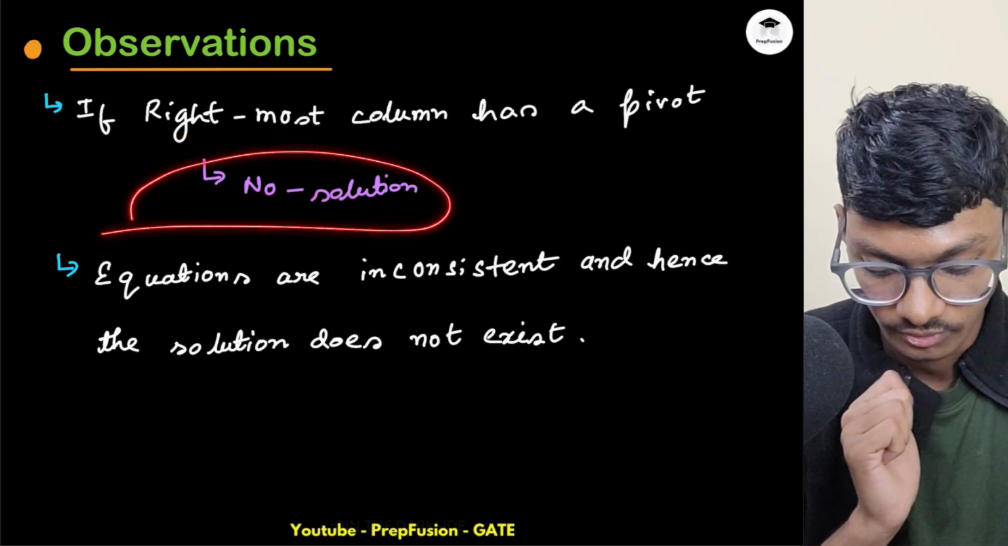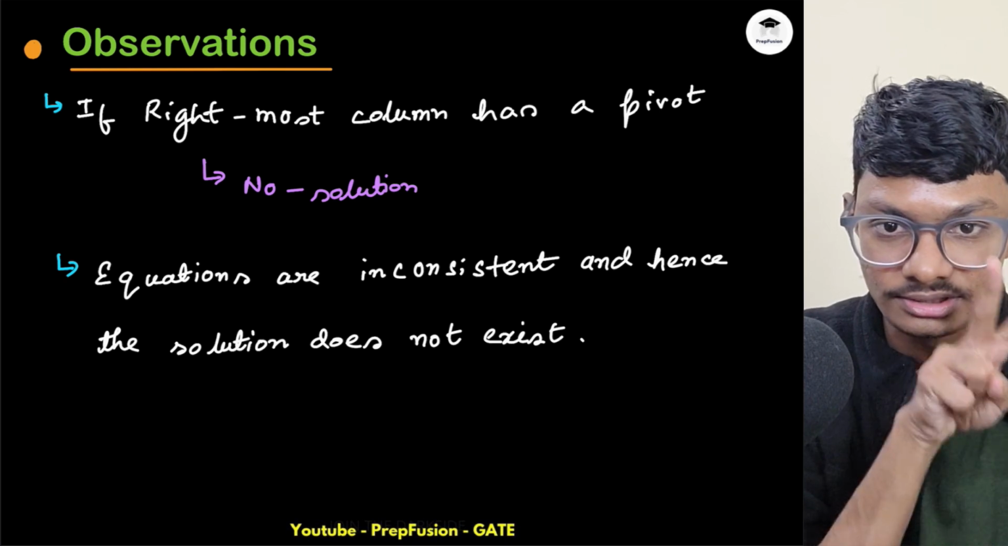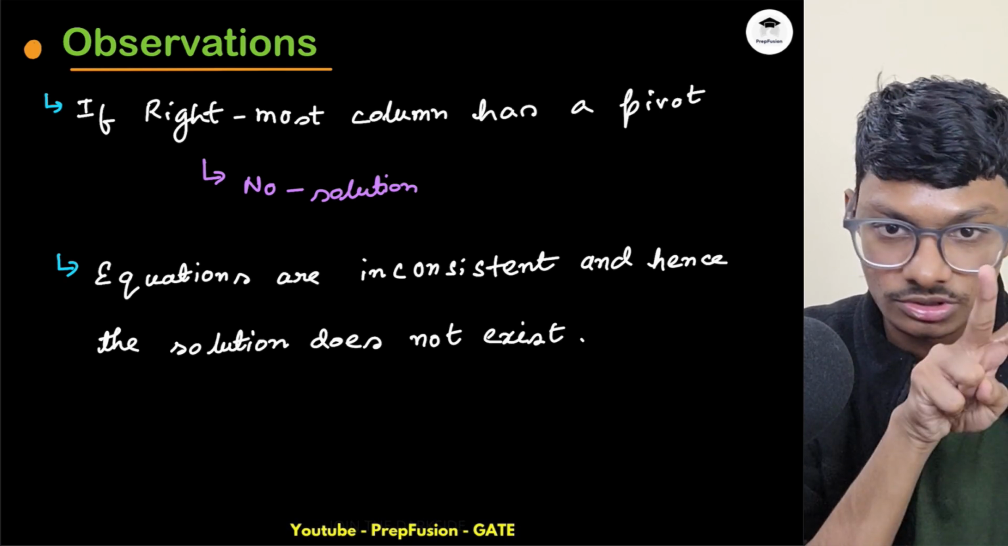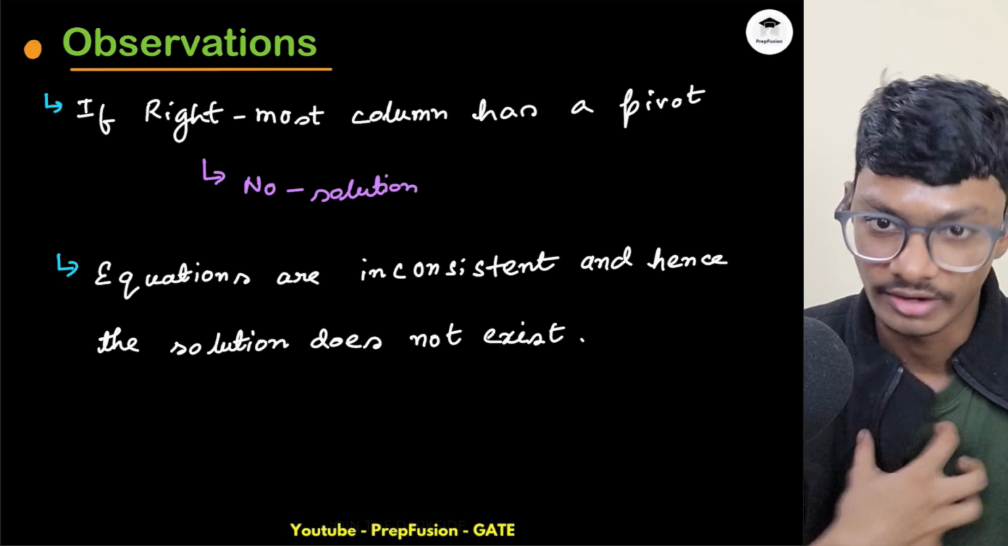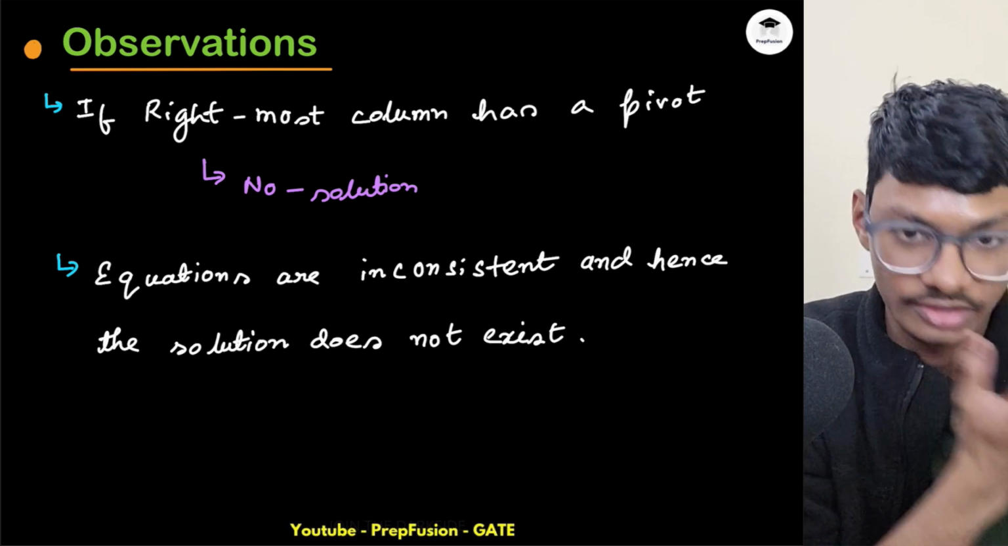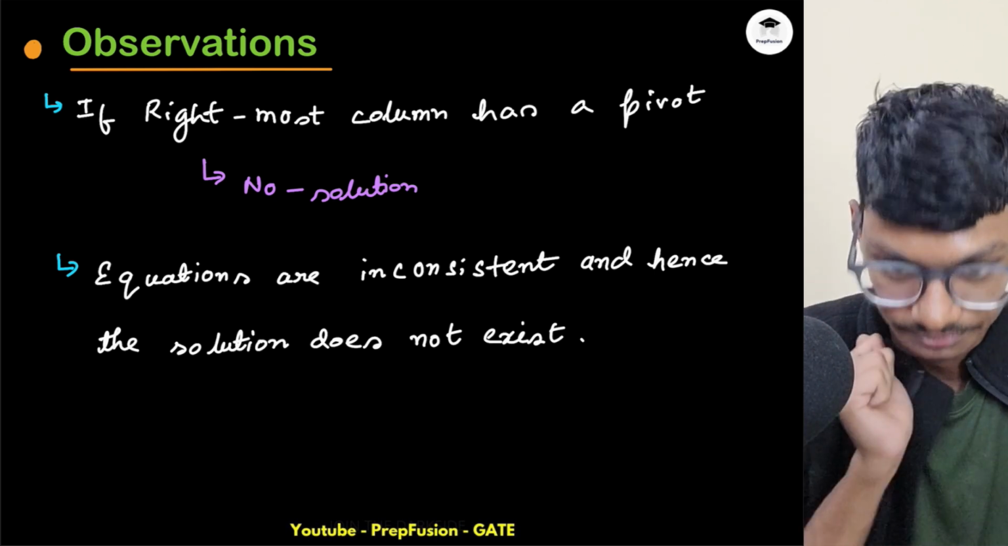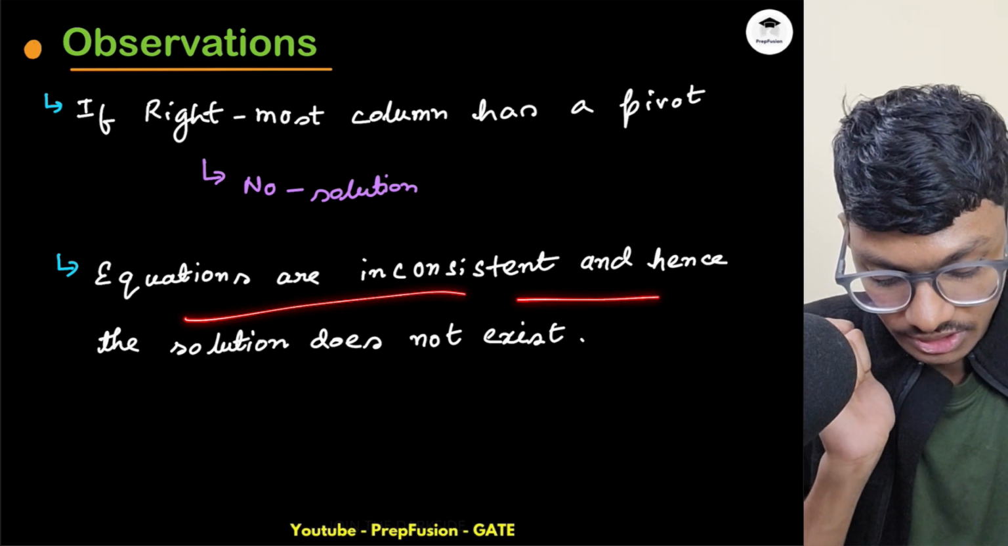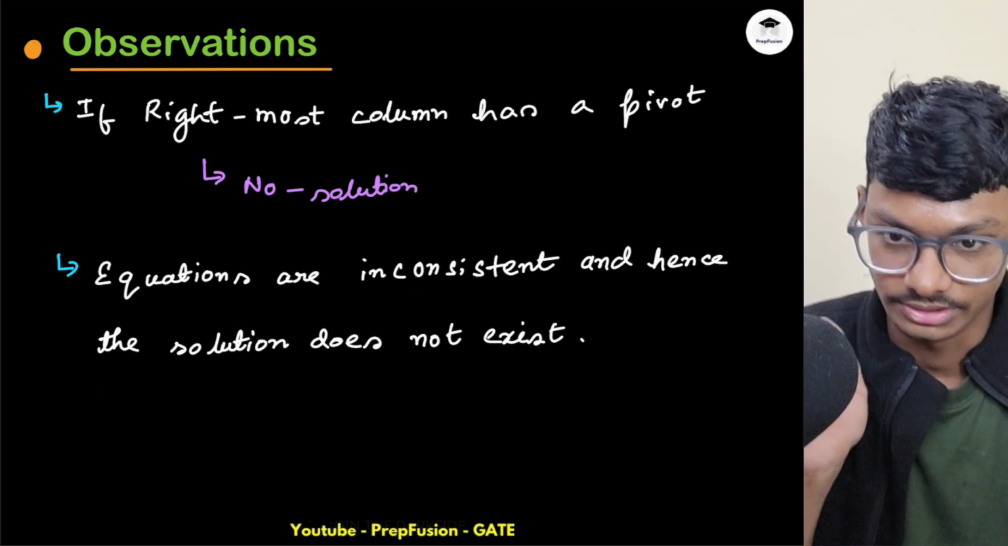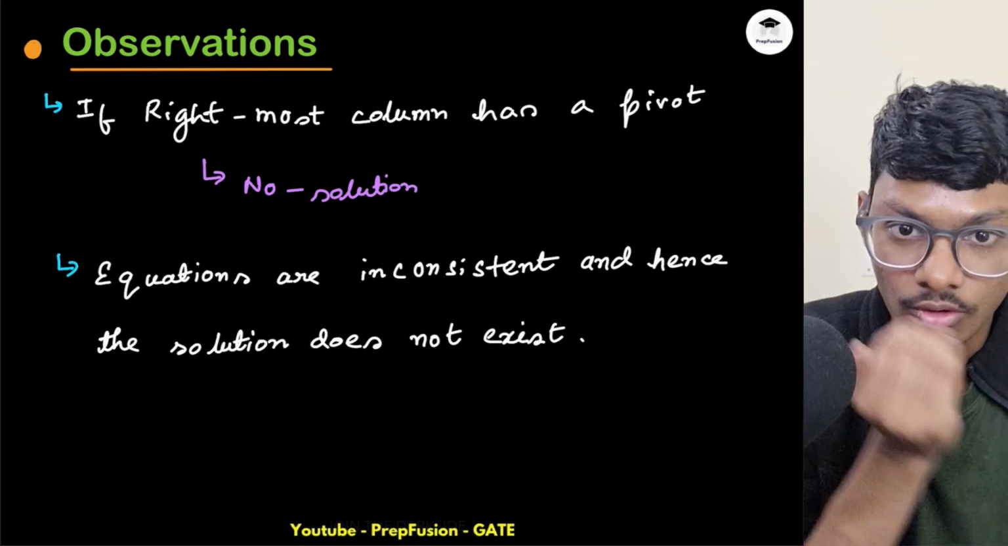I hope you understand that we don't have any solution because it is an inconsistent set of equations, and 0 can't be equal to some non-zero value. Basically the set of equations gives no solution. So the equations are inconsistent, hence the solution does not exist. So this is the concept of no solution.